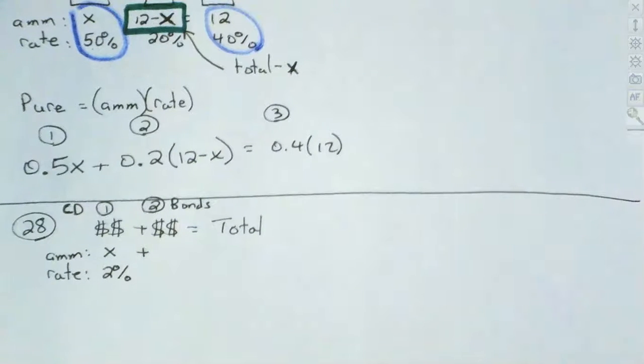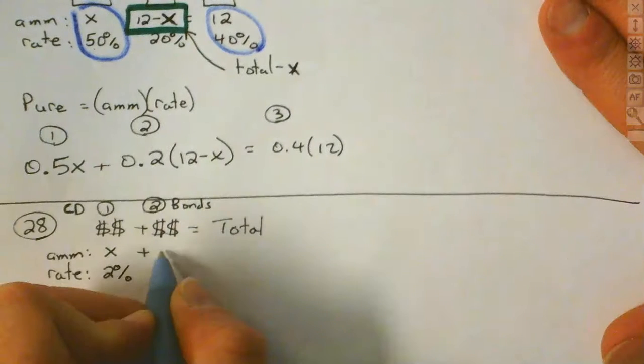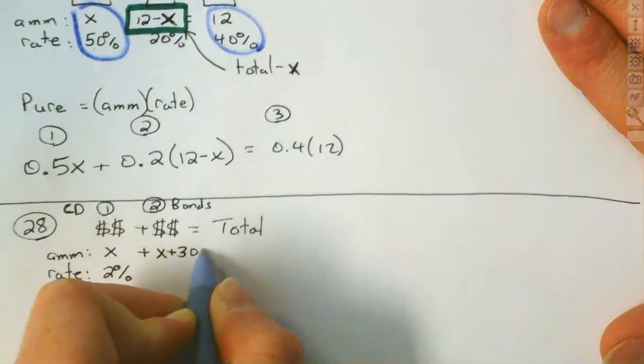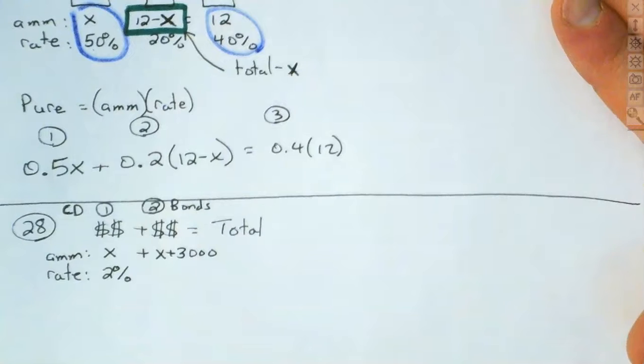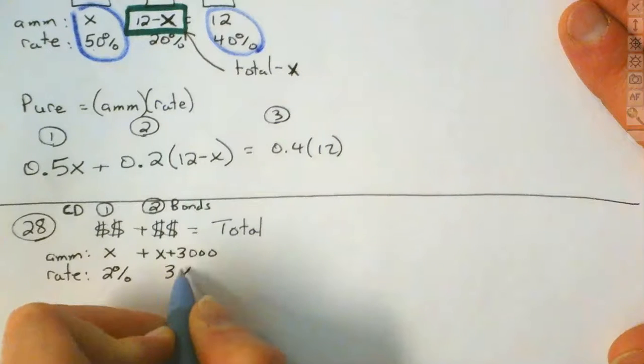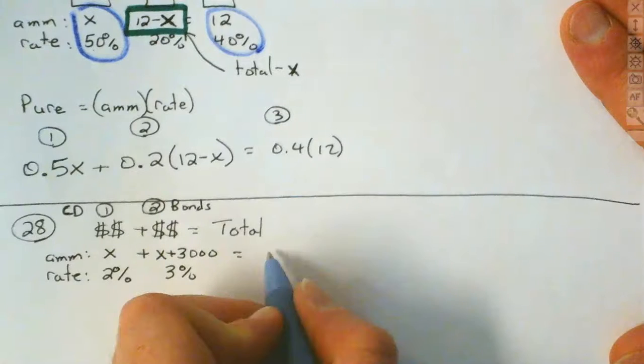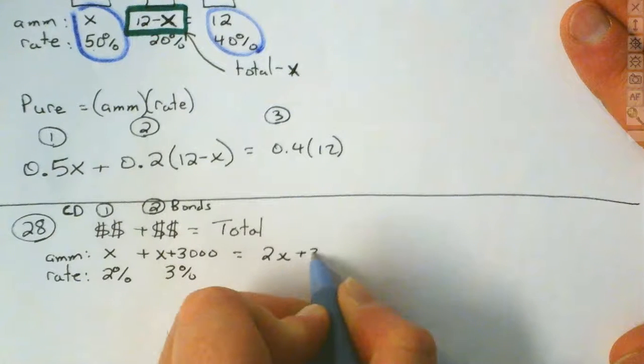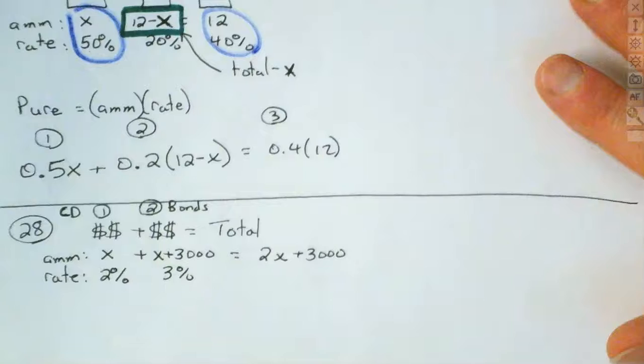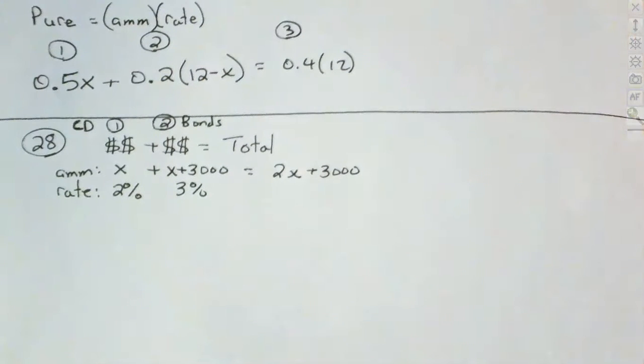We're going to buy some bonds. And what do we know about the bonds? It says $3,000 more than that amount. So $3,000 more than that amount would be X plus 3,000, right? Because 3,000 more, it's going to be X plus that 3,000. Now the bonds pay out a little bit more. And they pay out 3%. We can go ahead and get our total by adding across. And that's going to be 2x plus 3,000. Is everyone okay with how I did that?